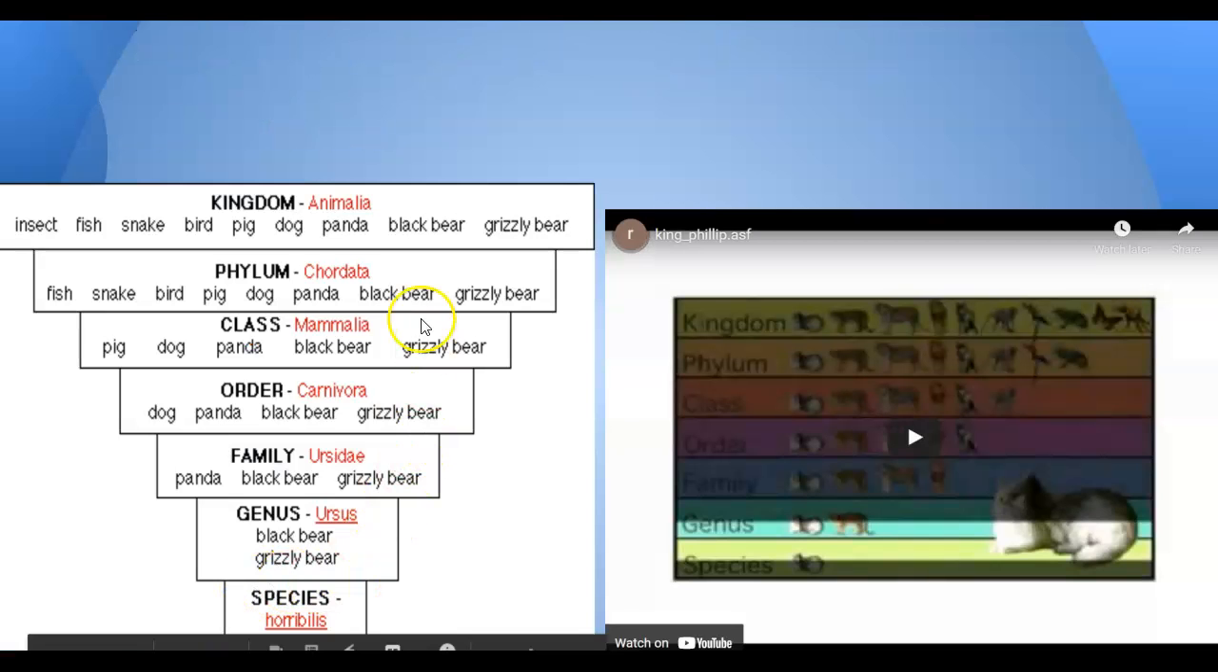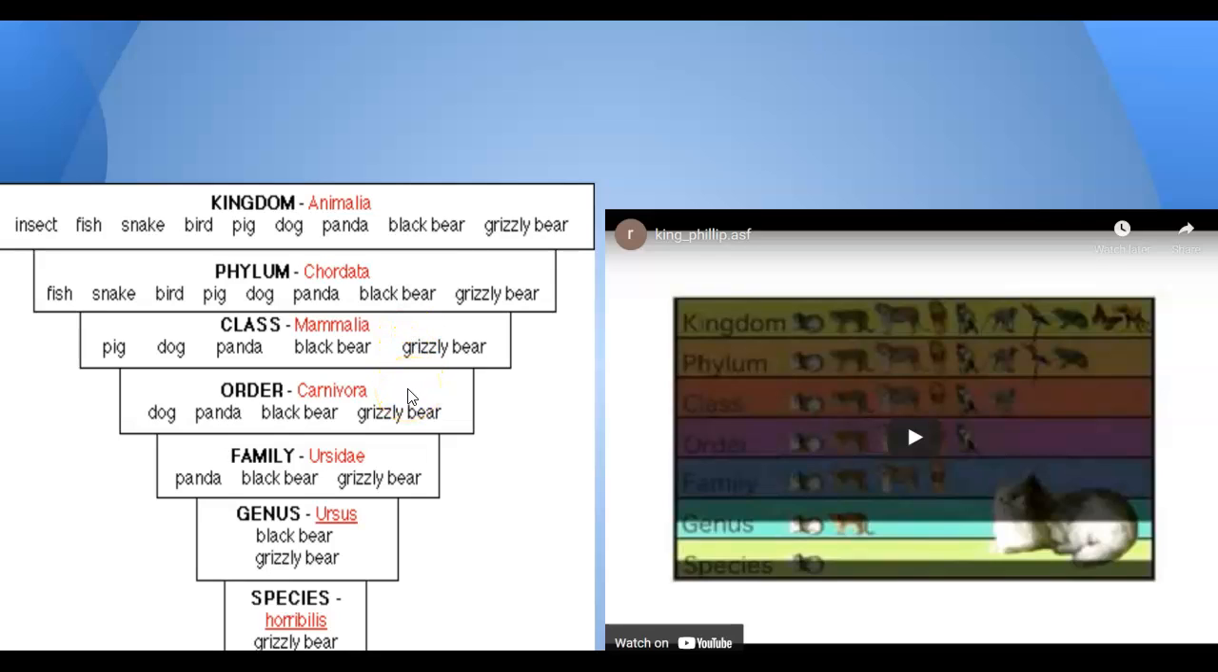Make sure you watch this movie here. This is a really cool one. This is if you looked at the kingdom through species of the grizzly bear. So kingdom Animalia, it's an animal. Phylum Chordata, that means that it is a vertebrate. It has a backbone like ours. Class Mammalia, which is where we are. We have live young, we have fur, and we actually feed our babies milk.